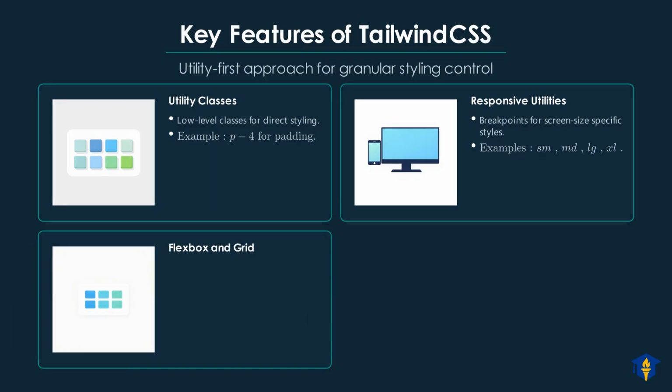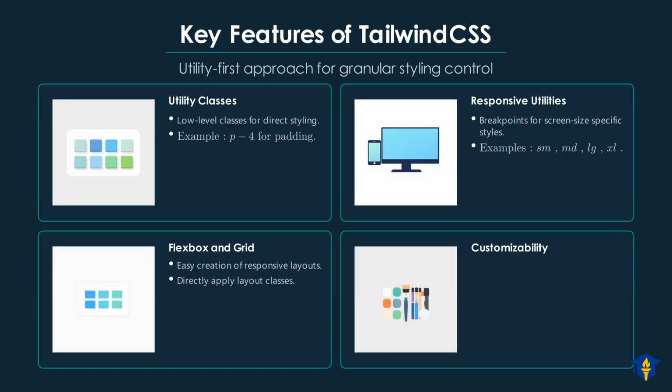Tailwind CSS fully supports Flexbox and Grid, making it easy to create complex, responsive layouts. You can easily create dynamic and responsive layouts by applying Flexbox and Grid classes directly. These layout classes simplify the process of arranging elements, adapting to different screen dimensions.